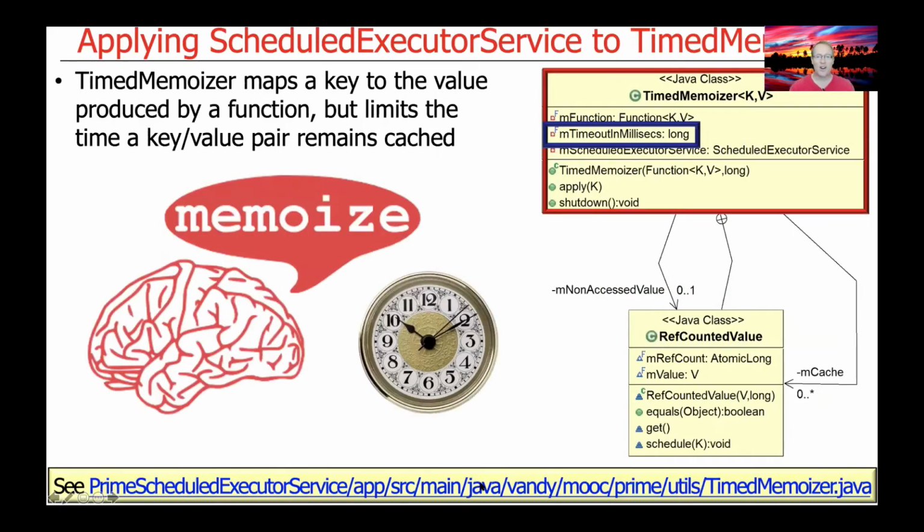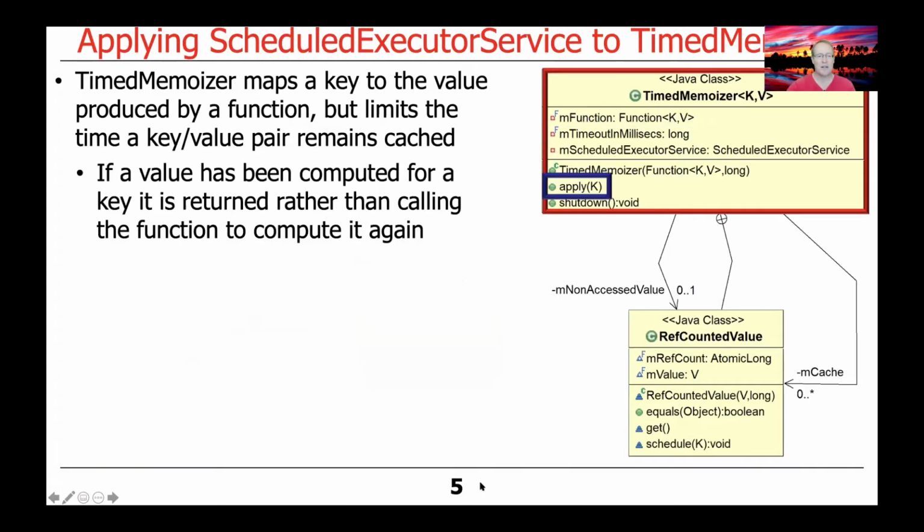So if you recall, our memoizer was used to map a key to a value that's produced by a function. But the problem there was you could end up having a very large cache of these elements. And if those elements aren't needed, then we really would like to have some way of being able to purge them periodically. So we're going to implement something called a timed memoizer, which also maps a key to the value produced by a function. However, unlike the regular memoizer, this timed memoizer is going to limit the amount of time that a key value pair remains in the cache. And the whole thing is going to be, of course, whether or not it's accessed within a certain time period.